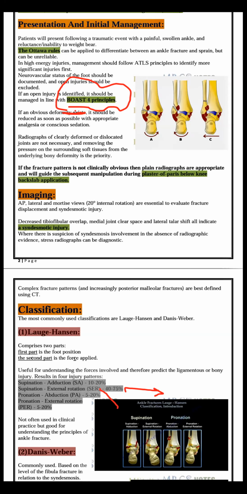What about the Danis-Weber classification? As you see, this is the Danis-Weber classification. You will have type A, where there is a fracture below the syndesmosis, and type B, where there is a fracture at the level of the syndesmosis. And type C, you will have a fracture above the level of the syndesmosis. And syndesmosis is just the area of articulation with the inferior tibiofibular ligament or tibiofibular joint.